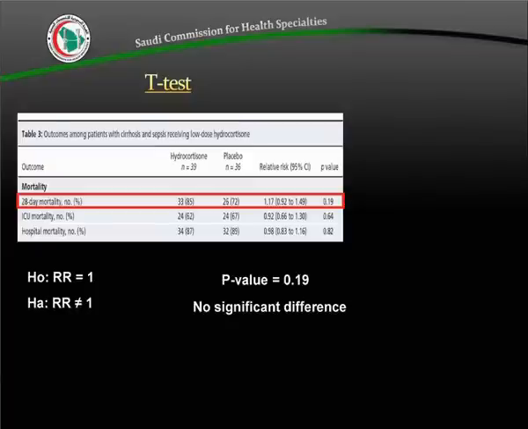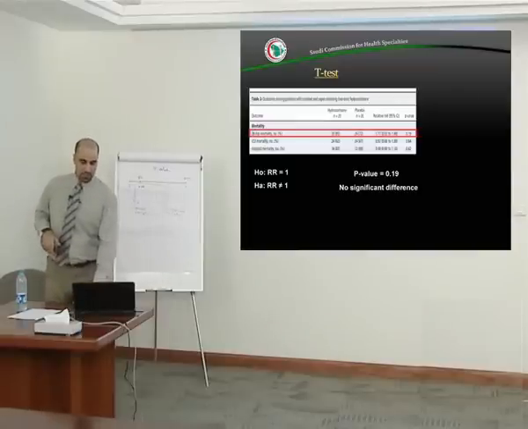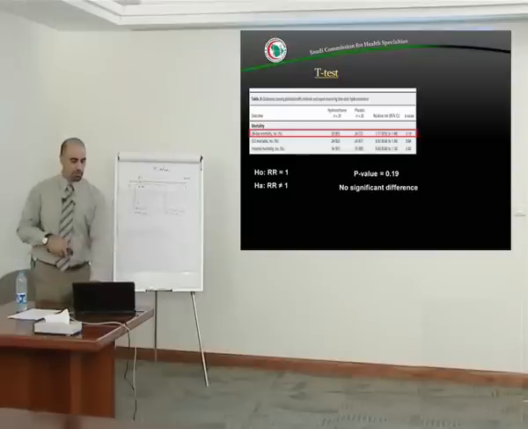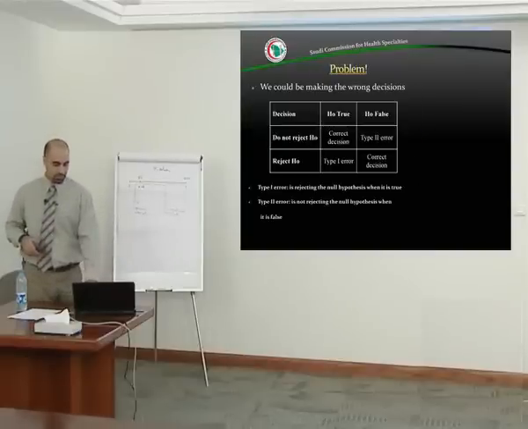So 0.19, is it above 0.05 or below 0.05? It is above 0.05. So it is in this zone. And thus, I would say it supports the null hypothesis, saying there is no significant association between hydrocortisone and 28-day mortality. Okay? This is the concept of the p-value. P-value was 0.19. I would say no significant association or difference.